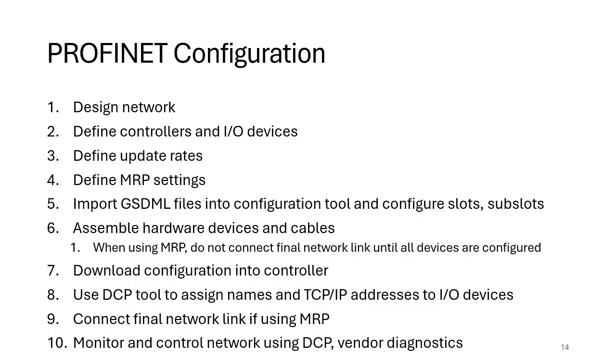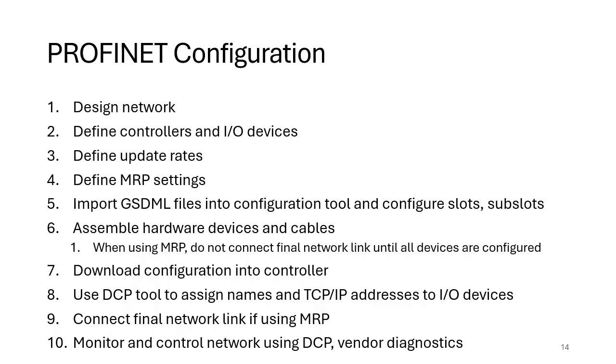So you download the configuration into the controller. At that stage, you will connect the DCP tool to the I/O network, and that's where you will assign names and TCP/IP addresses to the I/O devices. Once you've done that, they will now be aware of their MRP configuration, and at that point you can connect the final network link if you are using MRP. And after that, you can then start testing the application.